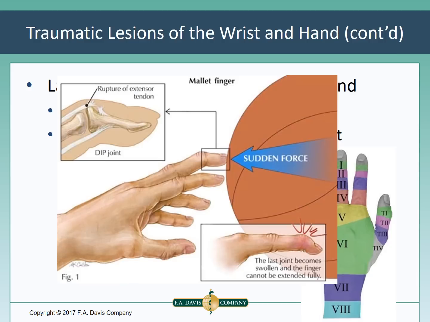I think I have a picture of that. Yeah, there we go. Perfect, mallet finger. You got the sudden force of the basketball coming through. It presses the DIP joint back and ruptures the extensor tendon. And then the last joint becomes swollen and the finger can't extend fully. And the reason they can't extend fully is because you ruptured your extensor tendon. Hard to lift your finger back up if you cannot bring it up.